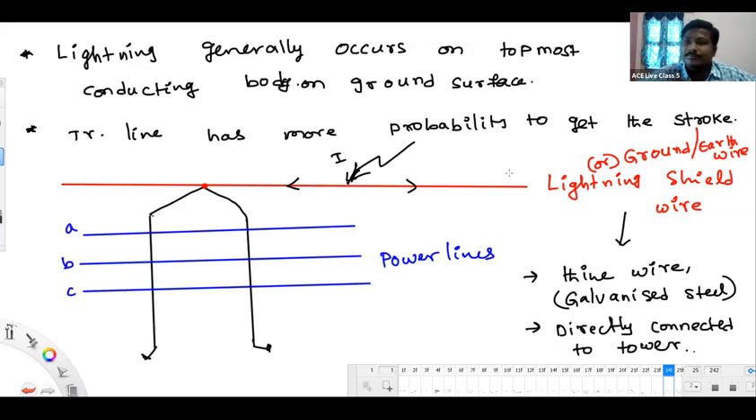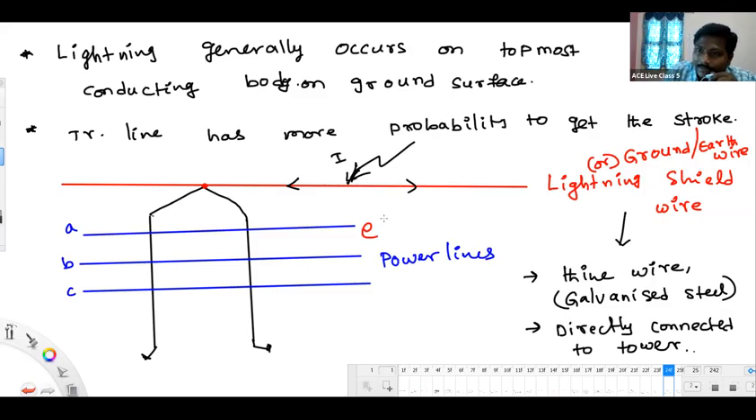Am I correct or not? It will be producing some magnetic flux. That magnetic flux will be definitely linking with the power lines. Because of that linkage, a large amount of EMF is going to be induced in the power lines.